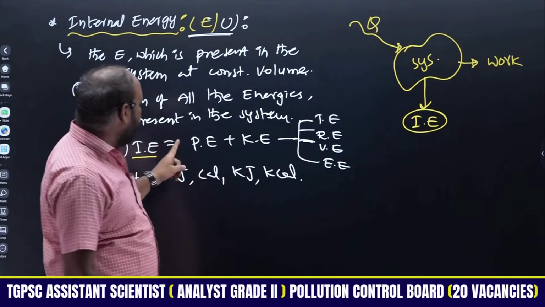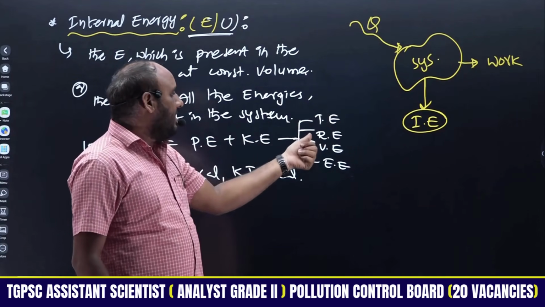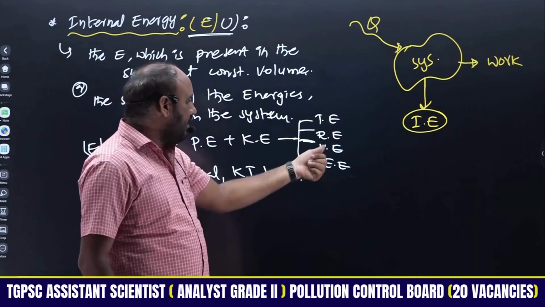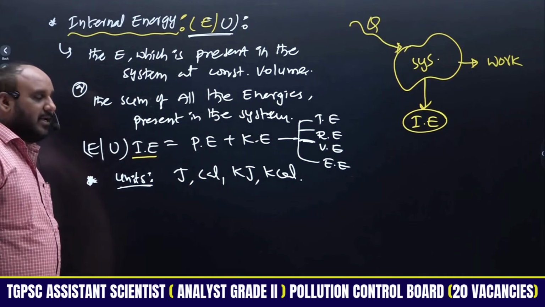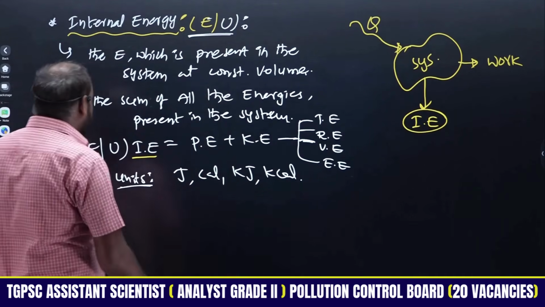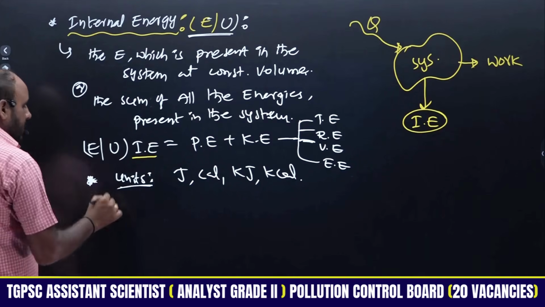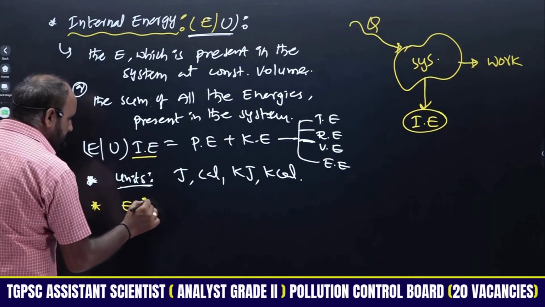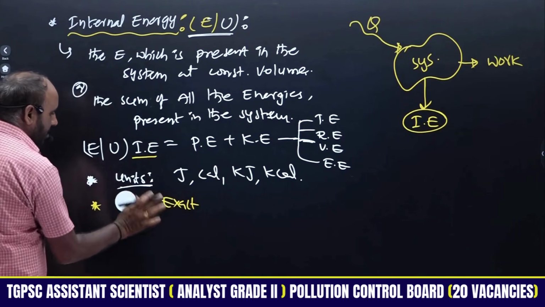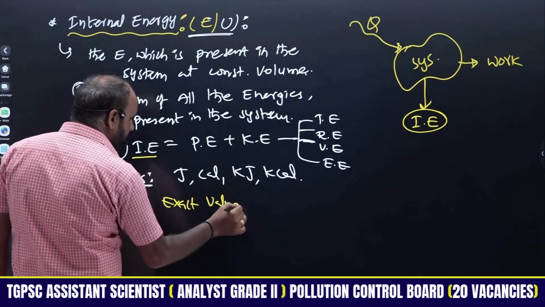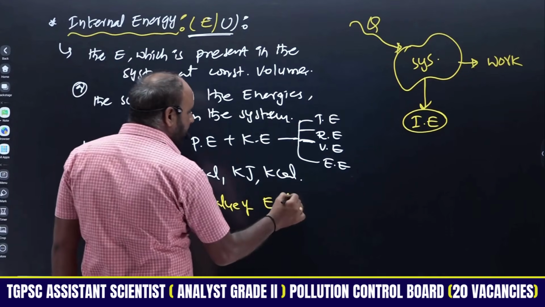That internal energy may be the sum of potential energy and kinetic energy, or that may be translational, rotational, vibrational and electronic energies. Right? So here internal energy is E. We have to remember that the exact value of internal energy E cannot be determined.